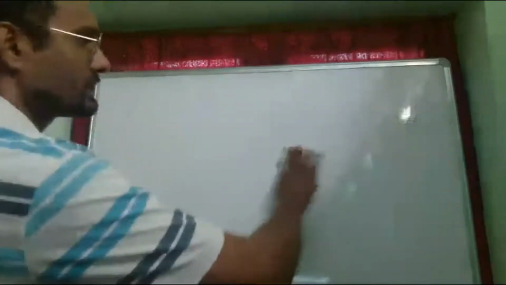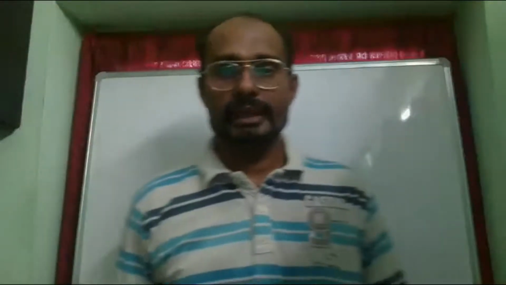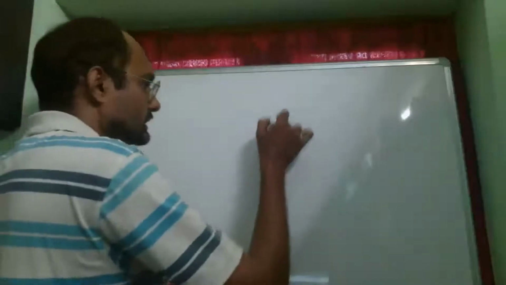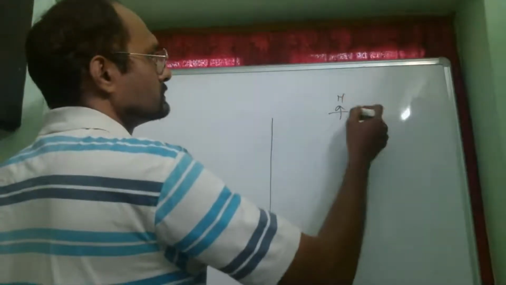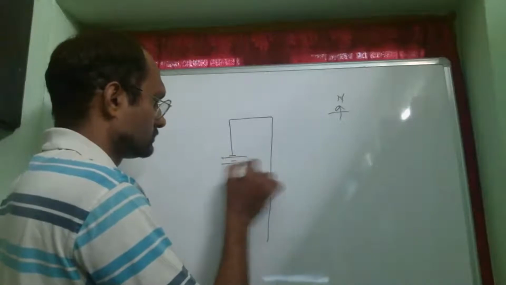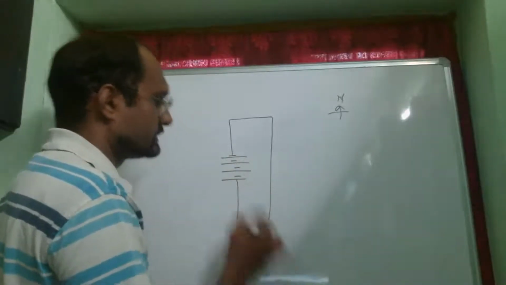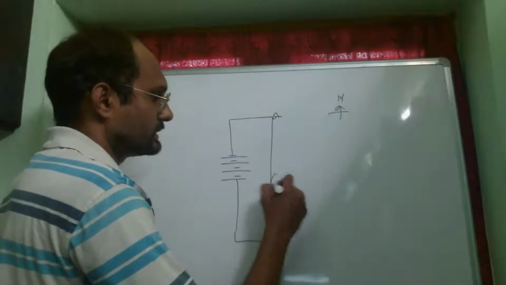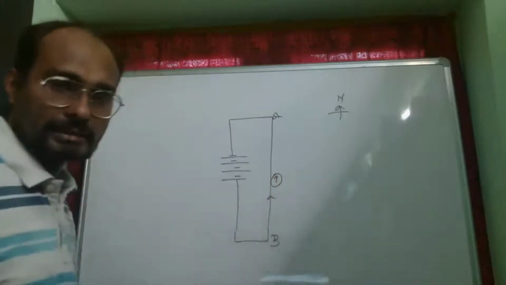Now, do electric current and magnetic field have any relation with each other? This all started with the experiment of a scientist named Oersted. He was doing an experiment with a current carrying conductor. He took a current carrying conductor and placed it along the north south direction. Let me draw it properly. This is the current carrying conductor AB. Here the current is flowing in this direction, and this is the place where he placed the magnetic needle.